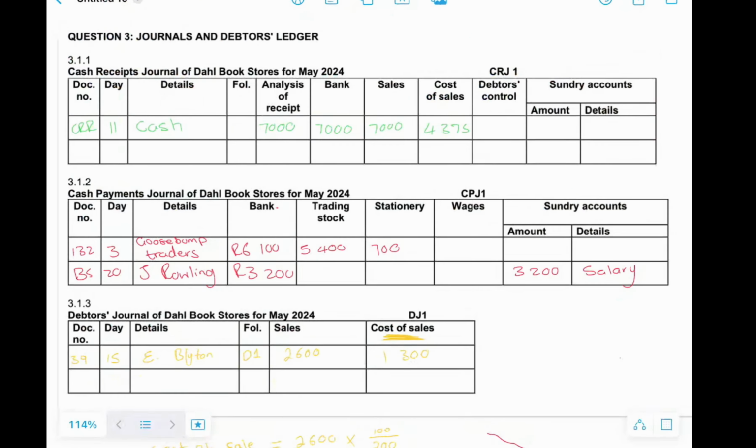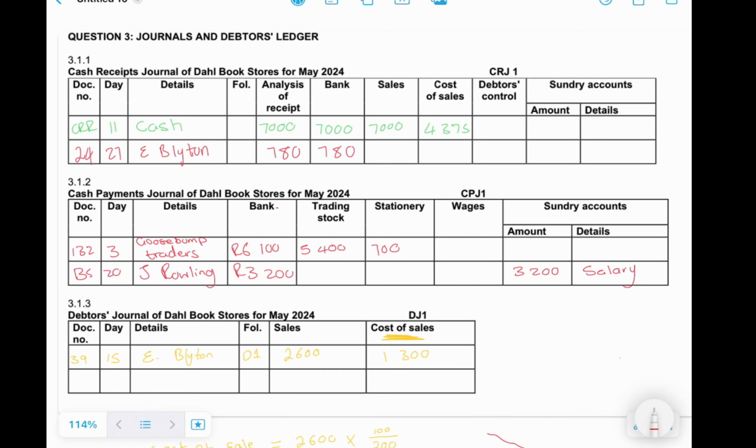That is the amount. So remember that whenever we receive money, we go into the cash receipts journal. The document number: they said we issued receipt number 24. And this was on the 27th of May. Details: we received money from E. Blyton, and we received 780 from him. That amount has to go into the bank because we received it.